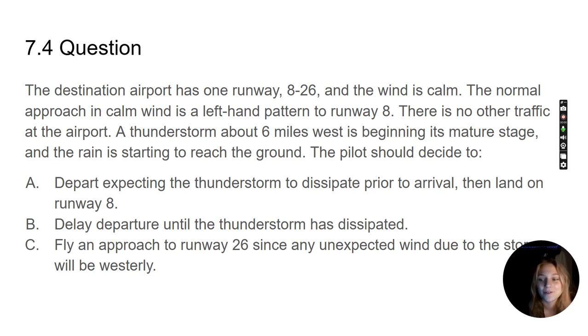All right, 7.4 question. The destination of an airport only has one runway, 8/26, and the wind is calm. The normal approach is calm wind in the left-hand pattern to runway 8. There is no other traffic at the airport. A thunderstorm about 6 miles west is beginning its mature stage, and the rain is starting to fall to reach the ground. The pilot should decide to depart expecting the thunderstorm to dissipate prior to arrival, then land on runway 8, delay departure until the thunderstorm has dissipated, or fly an approach to runway 26 since any unexpected wind due to the storm will be westerly.